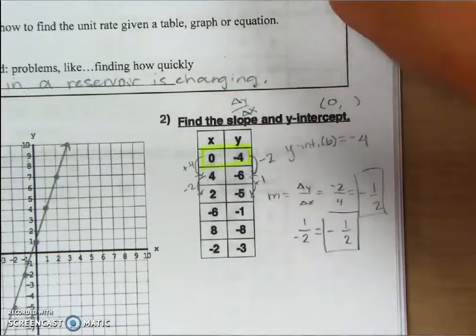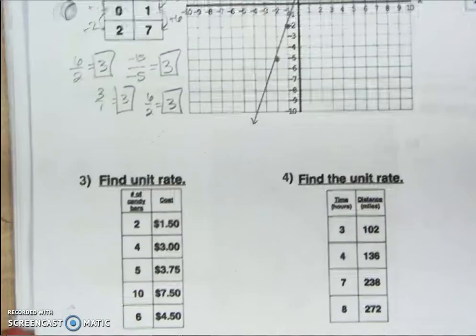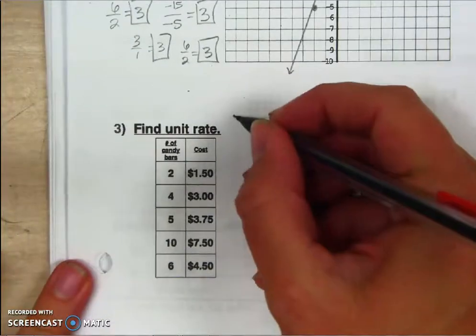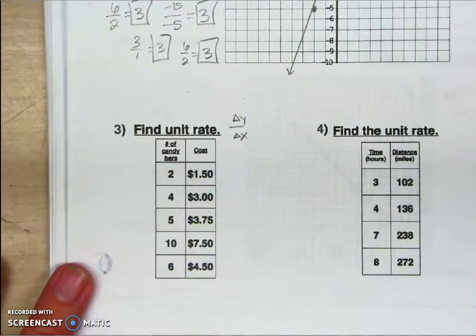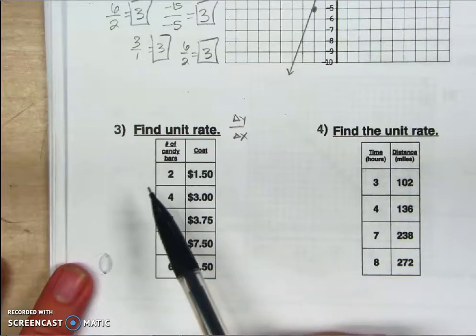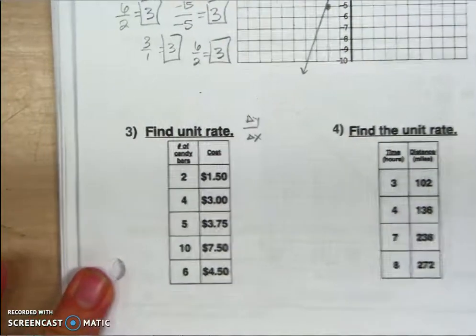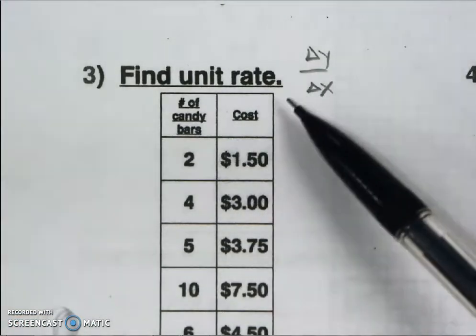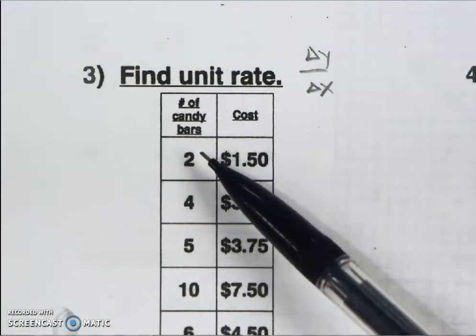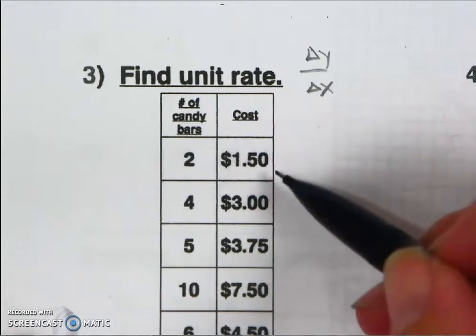All right, let's go ahead and move to number 3, find the unit rate. Remember, change in y over change in x. Same thing every single time, but this time it's labeled as cost. And then right there, it's super tiny. Let's zoom in. All right, super tiny. So that's cost compared to number of candy bars. All right, so let's see what this unit rate is.